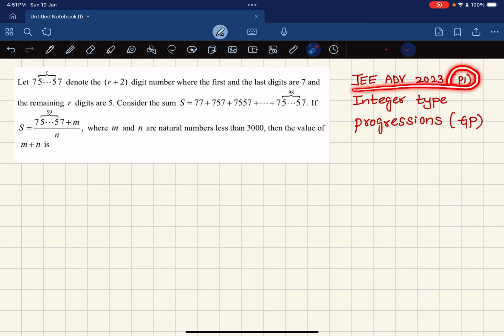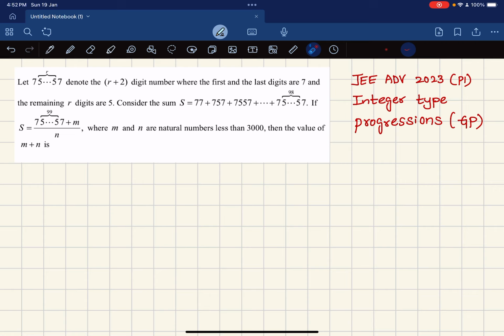Hi, this question is taken from JEE Advanced 2023 from its first paper. And this is an integer type question, so it gives you 4 marks if you solve it correctly. And the question is from the topic progressions, especially geometric progression. So let us go ahead and solve this question.